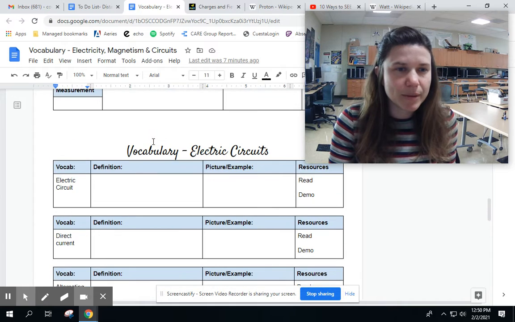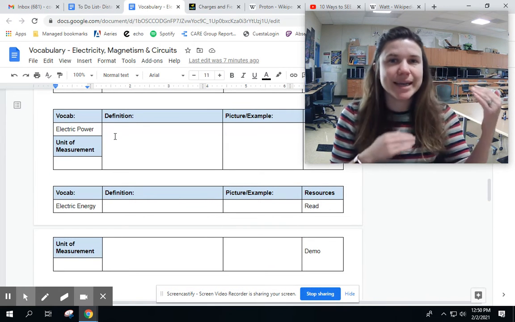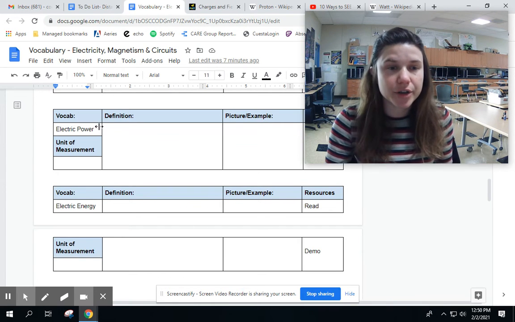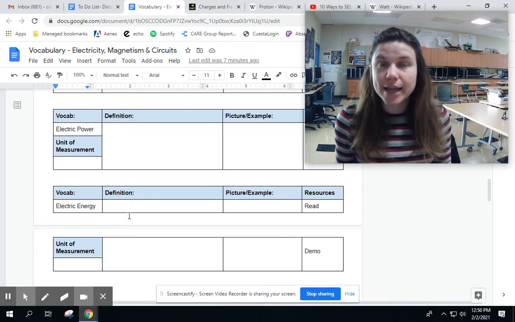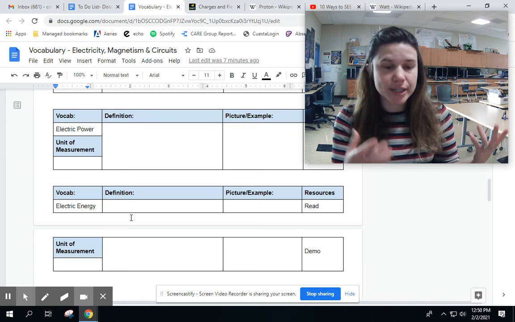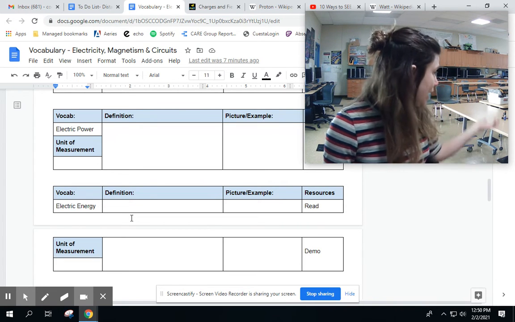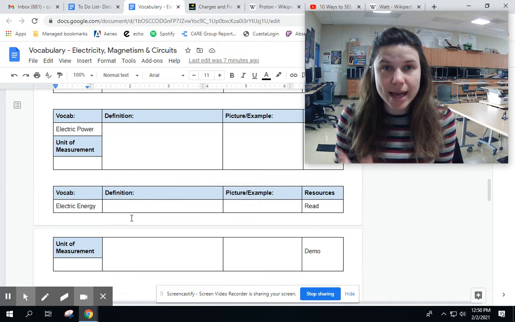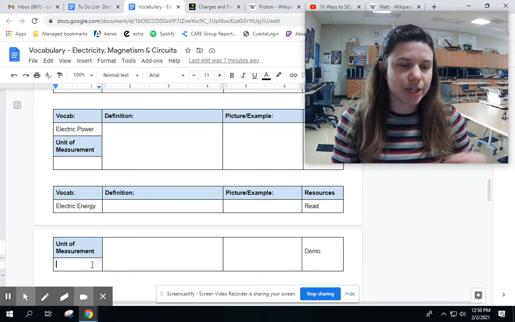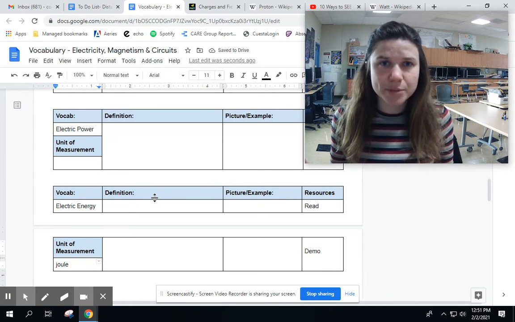Now, if I scroll a little bit further up to the top, let's talk about the difference between power and energy. They're very similar because they depend on each other. So electric energy is the potential energy that comes from electricity. That's like the light bulb lighting up, or a battery that has electric potential energy as well. So electric energy has the unit of measurement of a joule, just like all of our other forms of energy.